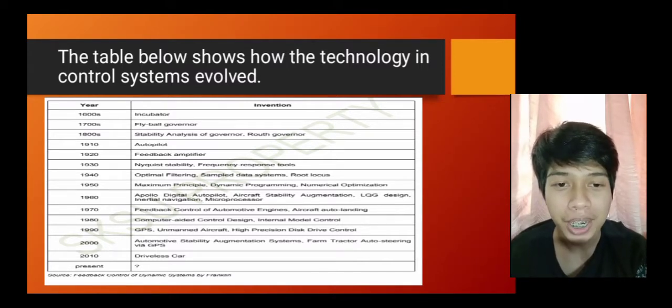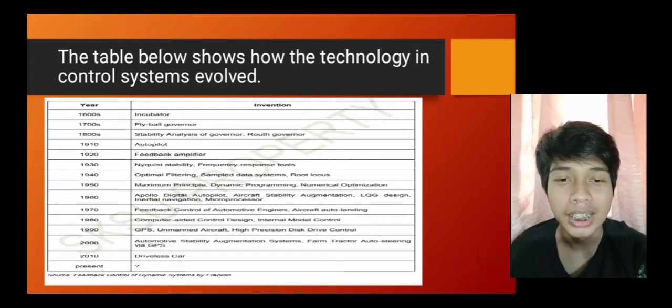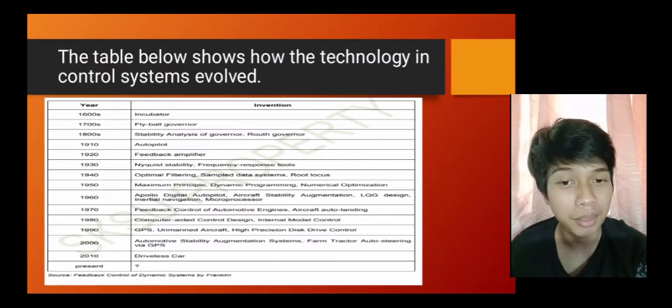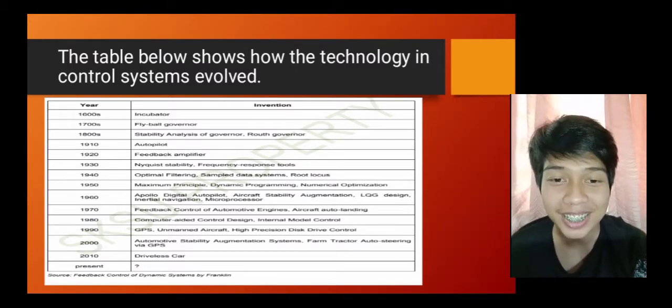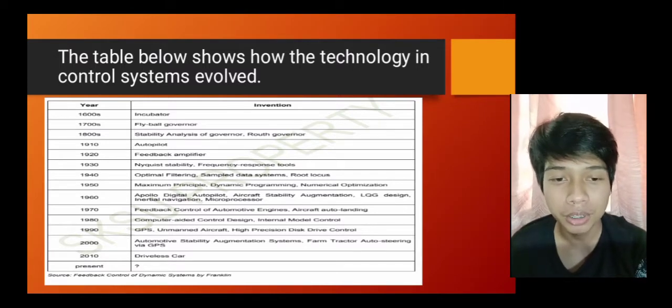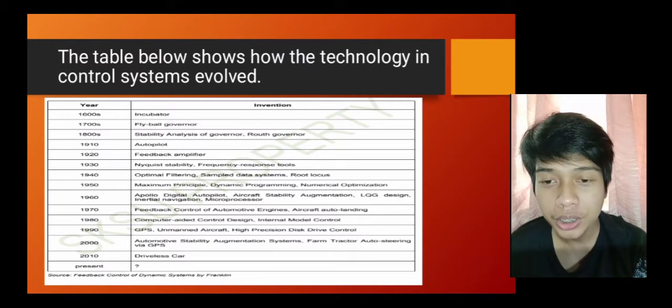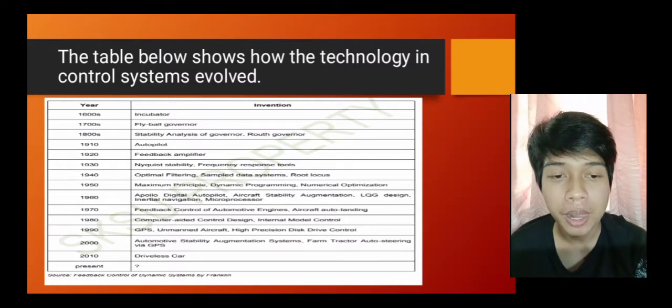1910, autopilot. 1920s, feedback amplifier. 1930, Nyquist stability frequency response tools. 1940, optimal filtering, sampled data systems, root locus. 1950, maximum principle, dynamic programming, numerical optimization. 1960, Apollo, digital autopilot, aircraft stability augmentation. LQG design, inertial navigation, microprocessor.